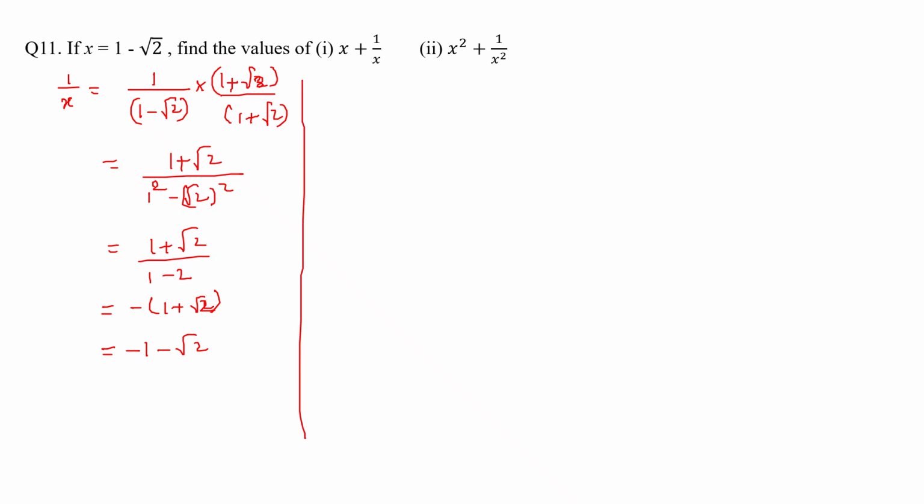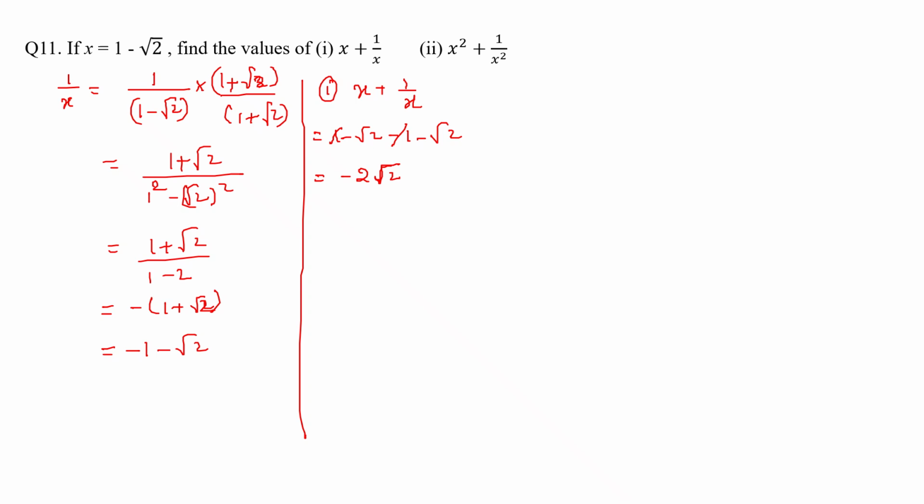Now the first question is, you have to find x plus 1 by x, isn't it? The value of x is given as 1 minus √2. And here you have to add 1 by x value. 1 by x is minus 1 minus √2. So from here 1 and minus 1 will get cancelled and you will get minus 2√2. Now this is the answer for x plus 1 by x.